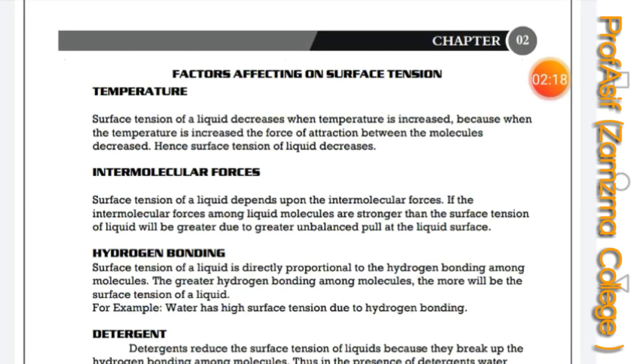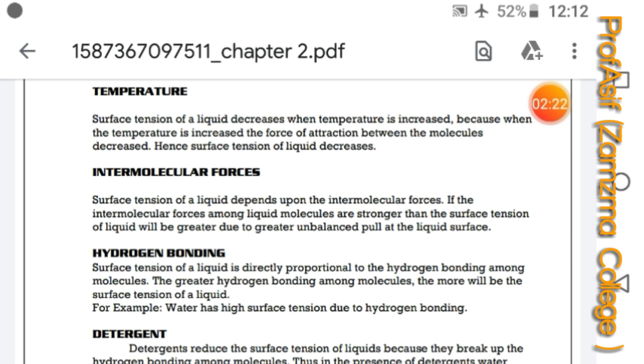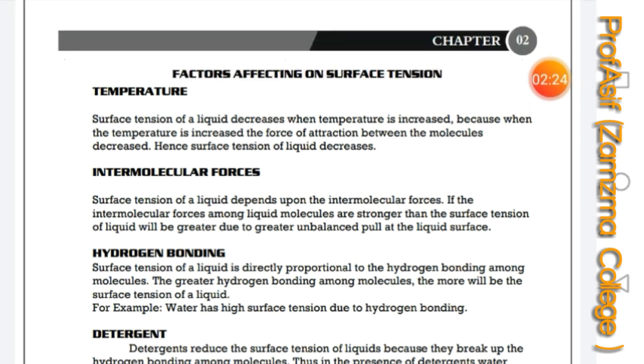Now, factors affecting surface tension. The first most factor is temperature. Students, it's very easy. If you will increase temperature, surface tension decreases. Surface tension of a liquid decreases when temperature is increased.